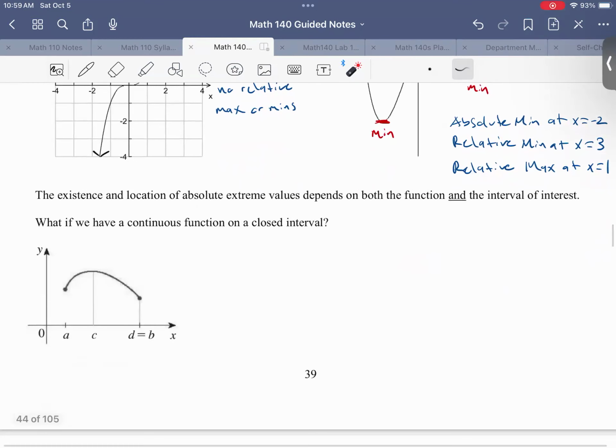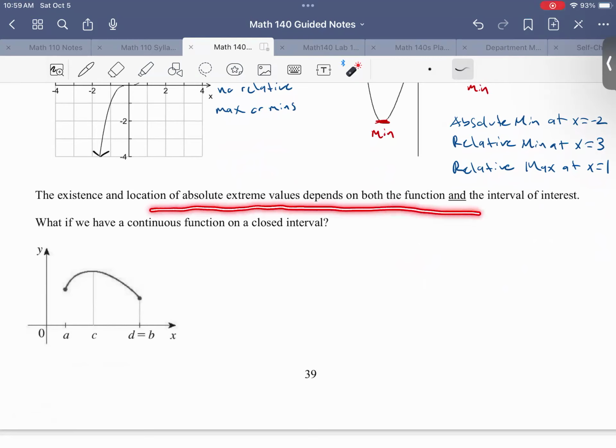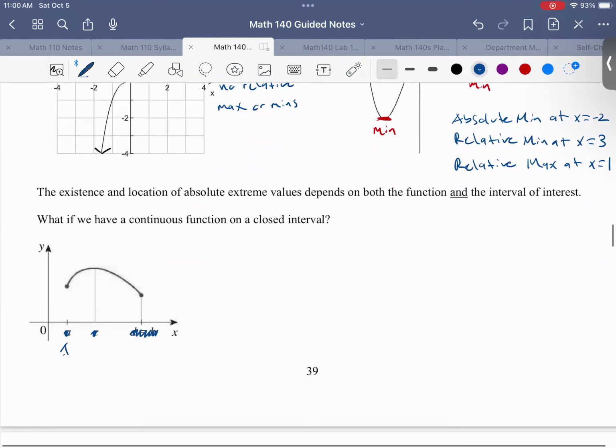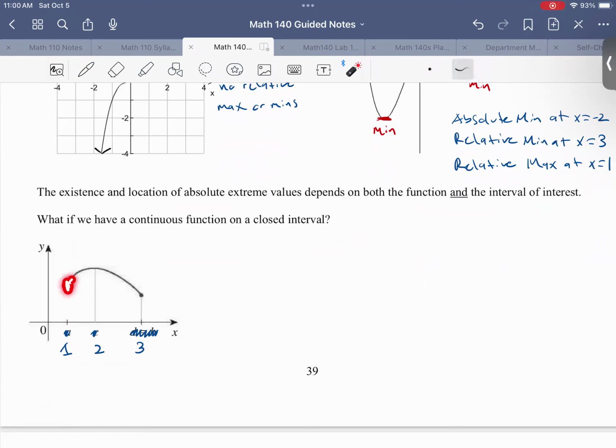The existence and location of absolute extreme values depend on the function and the interval of interest. So what if we have a continuous function on some closed interval? I want to change some of this notation and make it a little easier to understand. So let's just say this is 1, 2, and 3, just to make it easier to comprehend. So here's this function. We start at 1, it ends at 3.